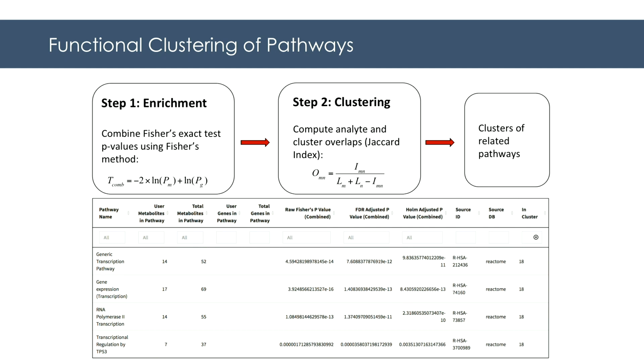Now, we already have implemented on the R package and our Shiny app functional clustering of pathways and pathway enrichment analysis. And so we find which pathways are overrepresented in a given list of genes or metabolites. And so that will be done through Fisher's exact test for the gene list and the metabolite list. But we also allow the combining of the p-values for both genes and metabolites to get a combined p-value. So this allows for an integrated gene and metabolite pathway analysis.